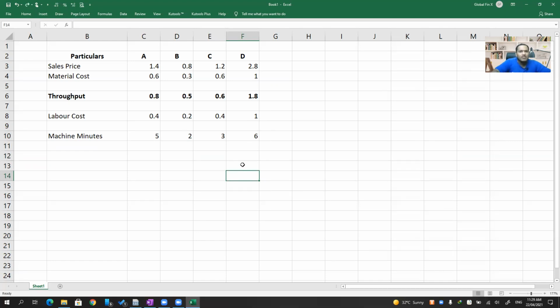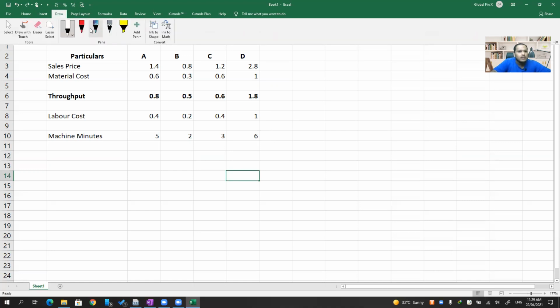Why is the pen changed to black or white? Acha.